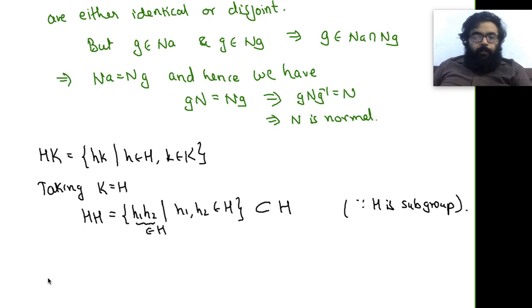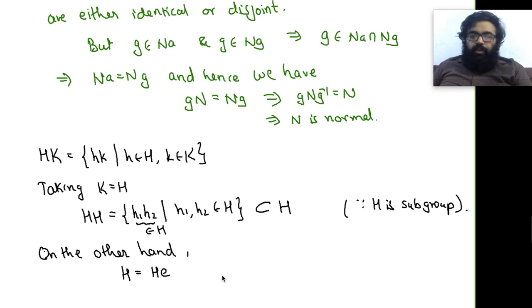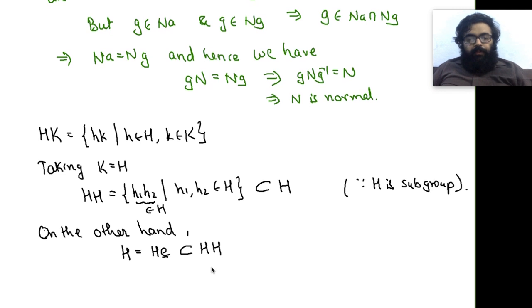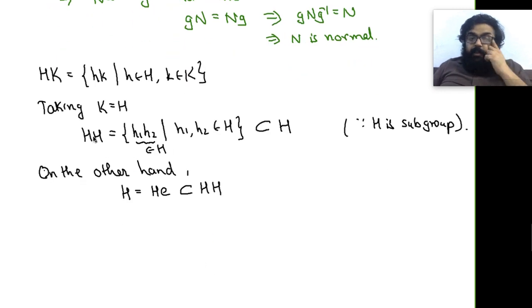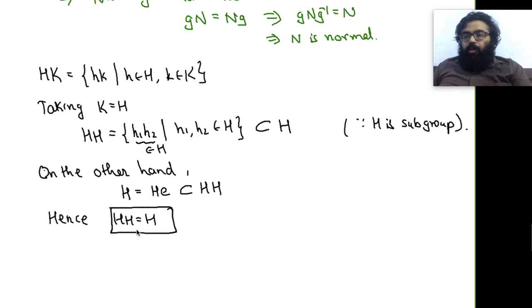On the other hand, we can show H is also a subset of this. How? We can write H equals He, right coset or left coset. He is a subset of HH because e belongs to H. So that means if I take K equals to H, what did we get? We have got H. Hence HH equals H. So if we take this product of H with H, we get again H. It is not H square, nothing like that.